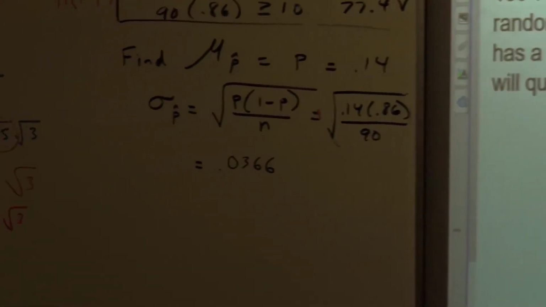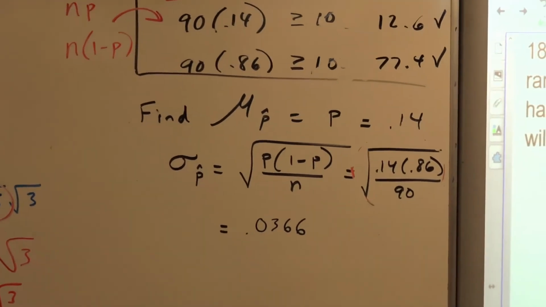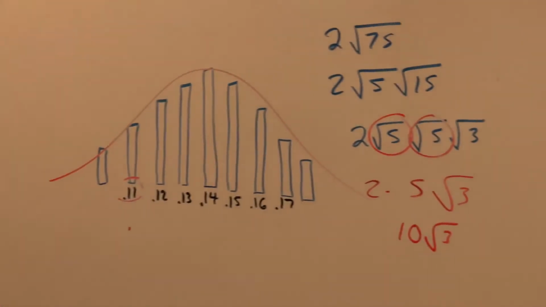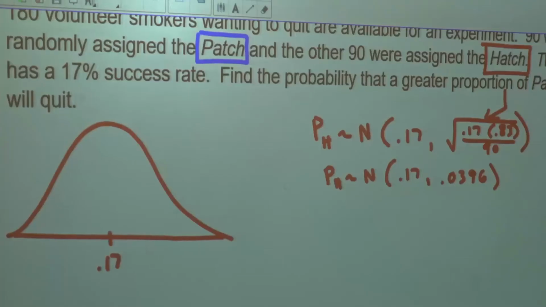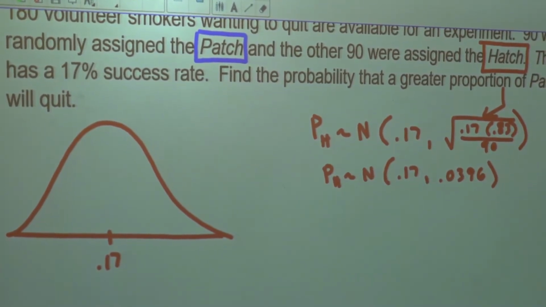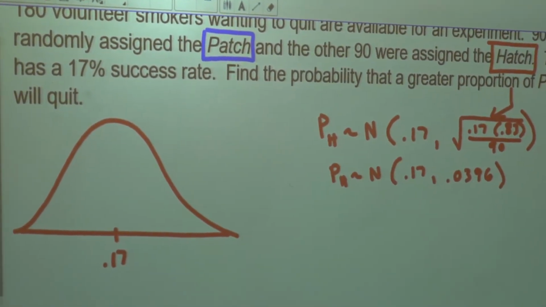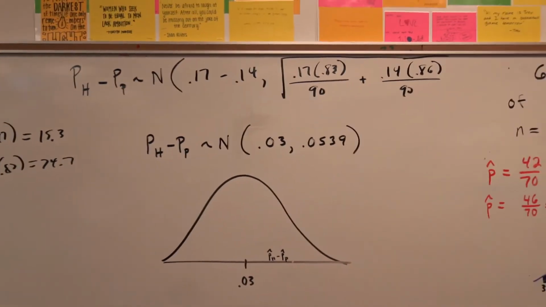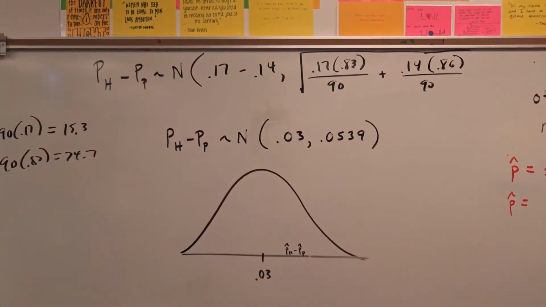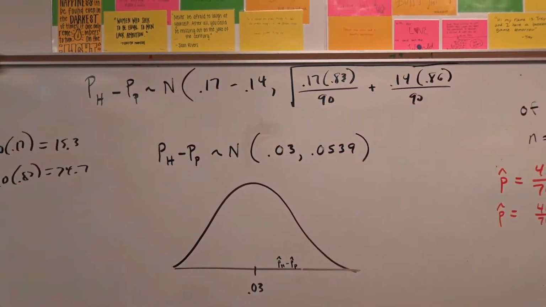Well, we're going to have to combine this distribution from the patch, which we looked at before, with the sampling distribution for the hatch. That's where their proportions lie. So ultimately, we're using the distribution of the difference of sample proportions.